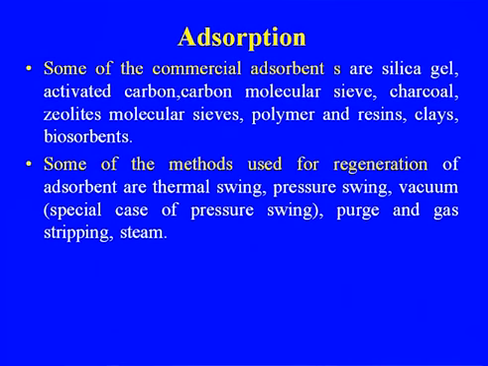For the regeneration of the adsorbent we are using thermal swing, pressure swing, vacuum. In pressure swing adsorption, we are increasing the pressure, then reducing the pressure, and so desorption takes place. That is why it is called pressure swing adsorption. It is being used for the separation of oxygen and nitrogen, and even in the paraxylene purge and gas stripping steam. These are some of the commercial processes being used in the petrochemical industry.